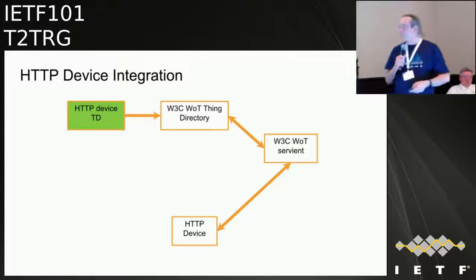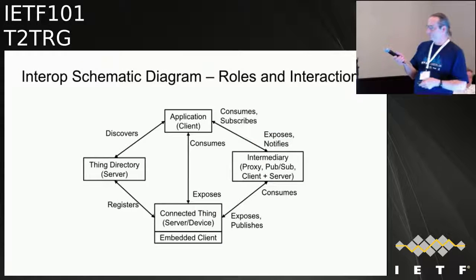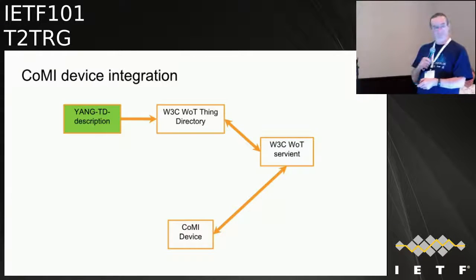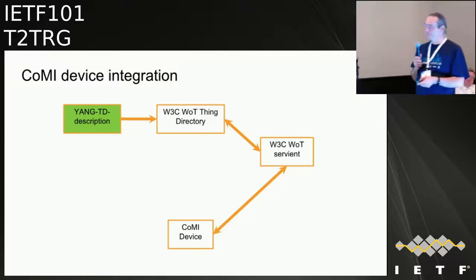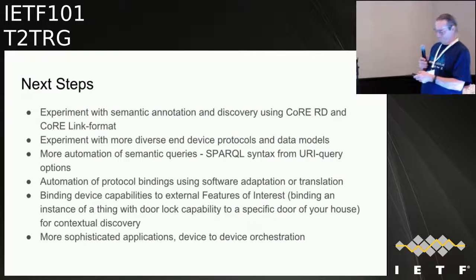I understand that the thing directory is the directory that you previously explained. Which one corresponds now to the application, the connected thing, and the intermediaries on the next slide? I see the thing directory. Which one is the client that wants to access some data from the IoT device? Is the COMI device the IoT device? And the application is the W3C Web of Things Servient, is that true? Yes. And where's the proxy here? It doesn't exist here.